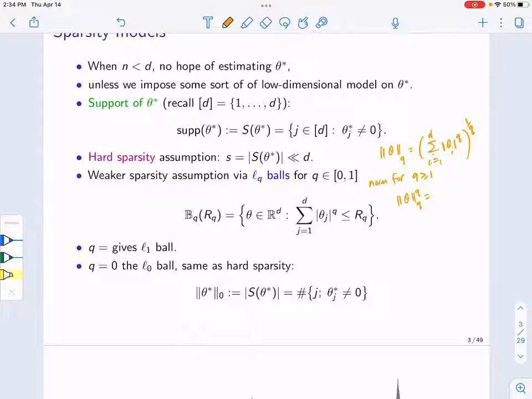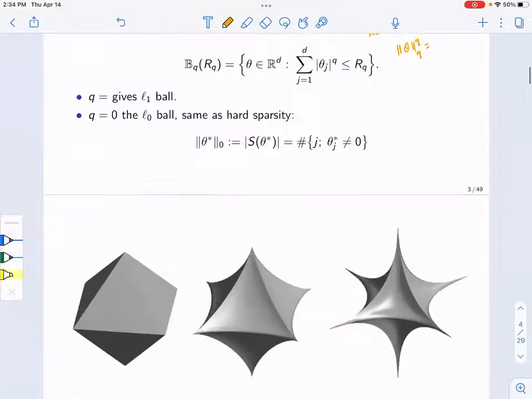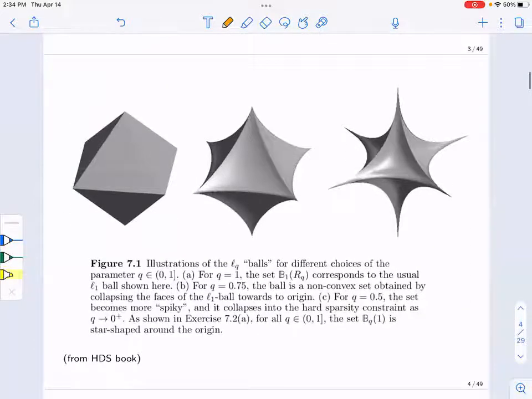And in particular, this can be used as a measure of sparsity. So if the vector is dense, this is usually large. And if this is small, usually there are a lot of entries that are zero, or close to zero. To see this, here's a picture from the book.